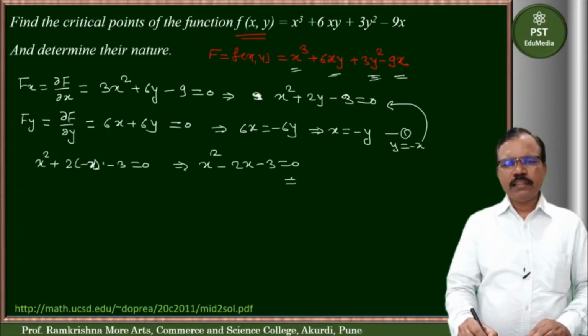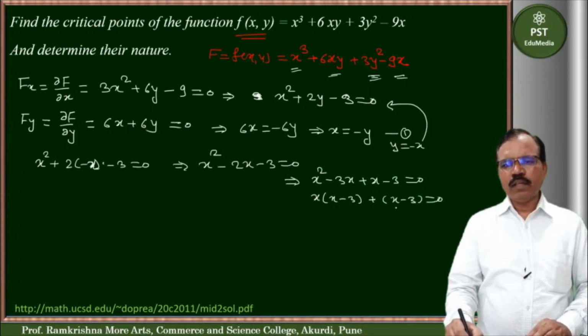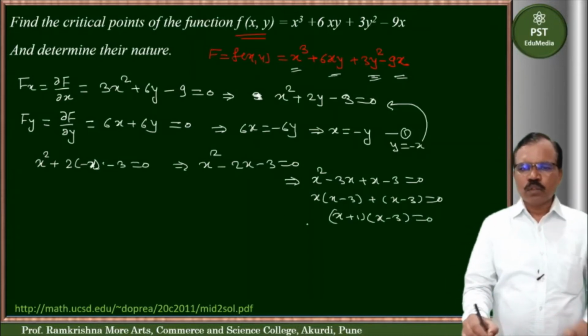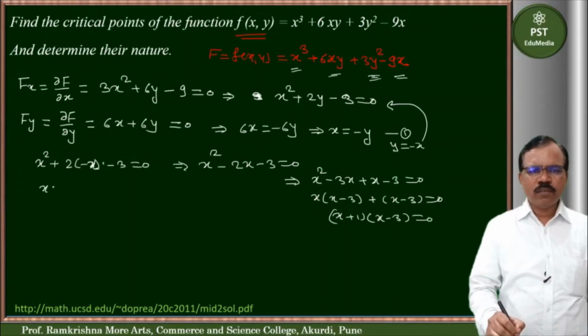So we can write this as x square minus 3x plus x minus 3 is equal to 0. So x into x minus 3 plus x minus 3 is equal to 0. So we get x plus 1 into x minus 3 is equal to 0. From this I will get x is equal to minus 1 and x is equal to 3.